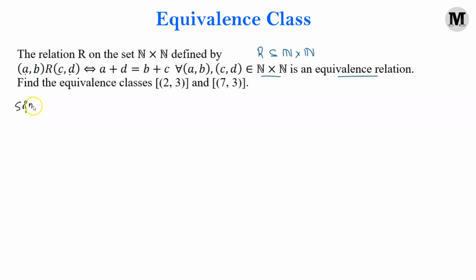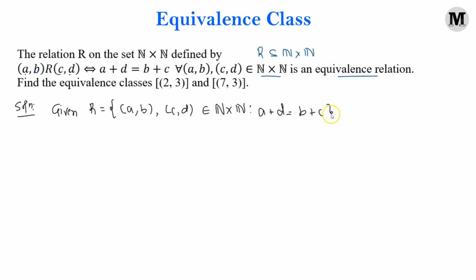So here, let's try to understand the given relation. It is given that our relation R is going to be a set of ordered pairs. So let's consider the ordered pairs (a, b) as well as (c, d), and both of these ordered pairs belong to the Cartesian product of the set of natural numbers with itself, such that (a, b) and (c, d) are related by the equation a + d = b + c. Right, so this is our definition of the relation R.